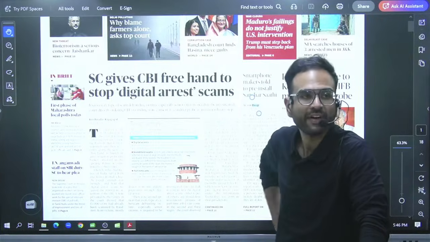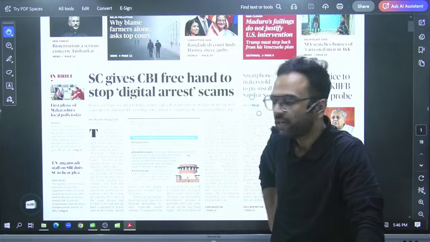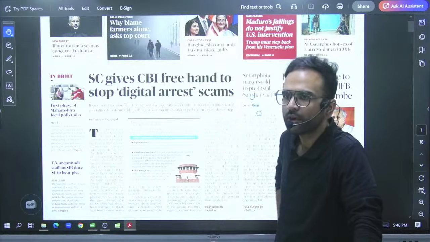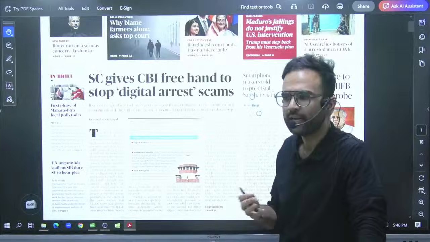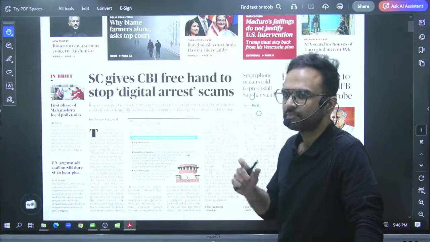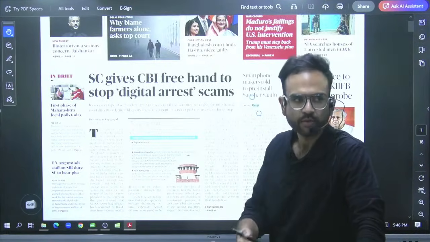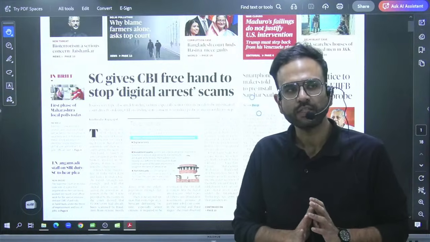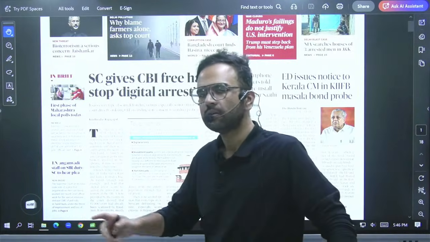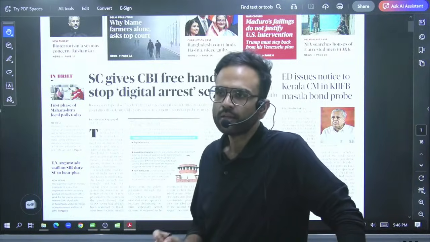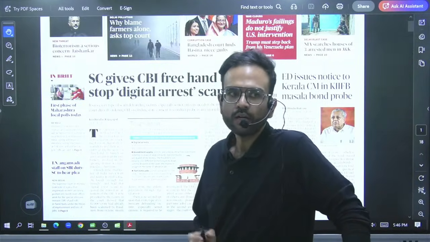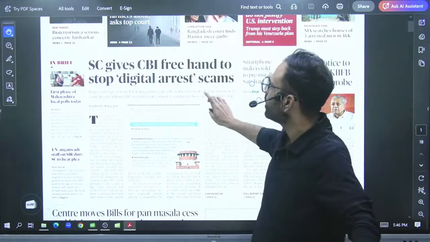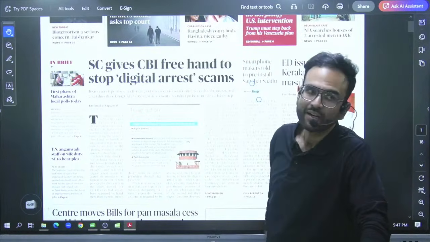Okay, so the first takeaway is the definition of a digital arrest. It's basically about a financial fraud. What is the fraud here? Some scamsters will claim that they're from the government side and they will lock people out of their bank accounts or the systems. Because of the nature of the crime, it can span multiple states. You need interagency coordination or a centralized agency to take care of this issue. It is in this context that the Supreme Court gives the CBI a free hand to stop this so-called digital arrest.